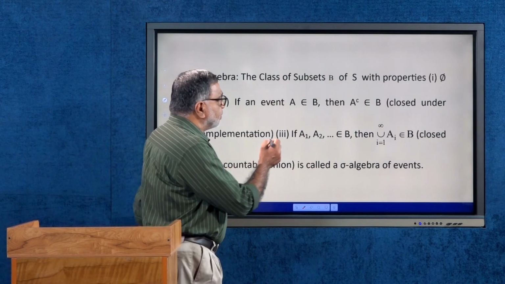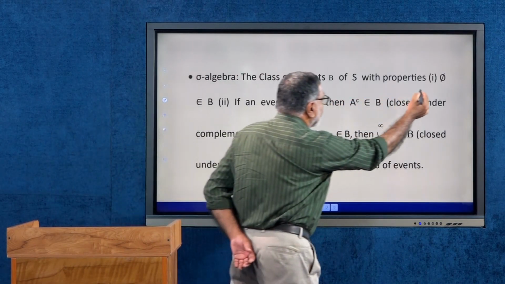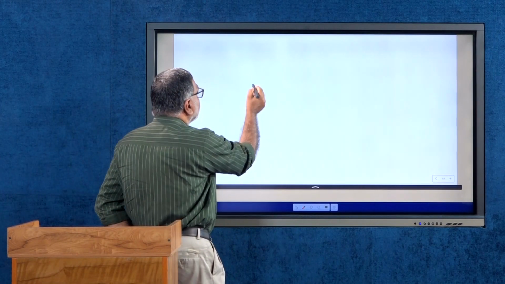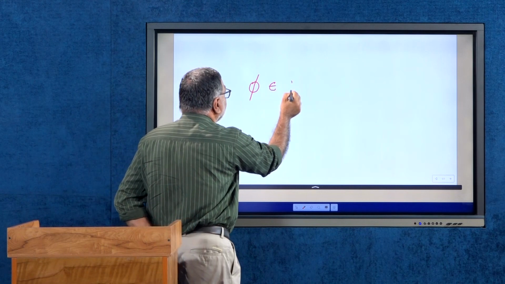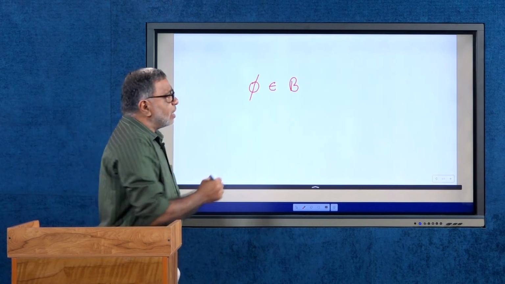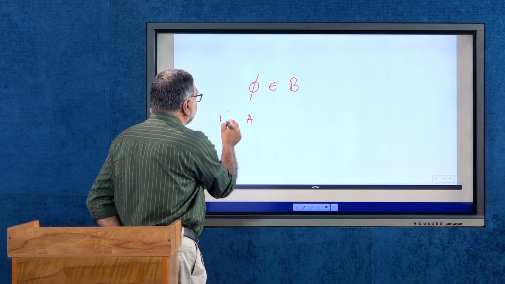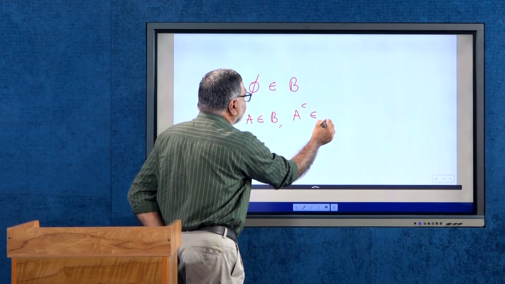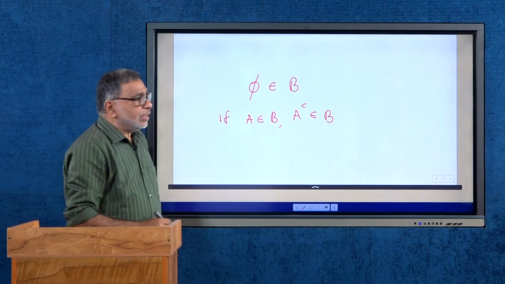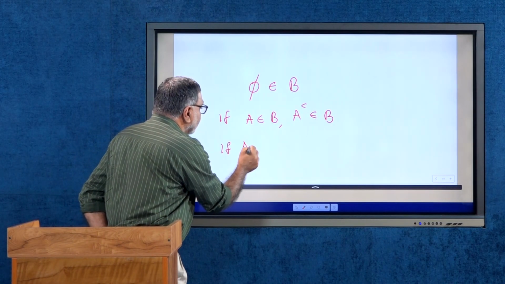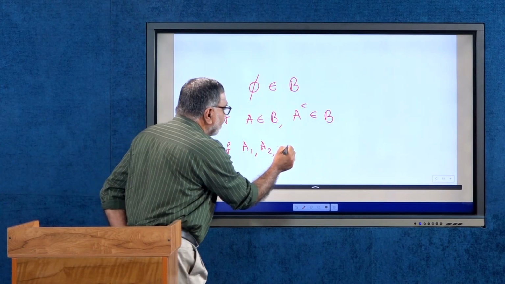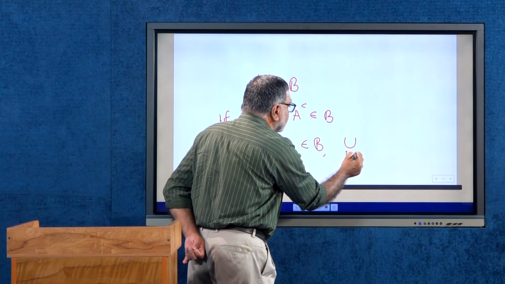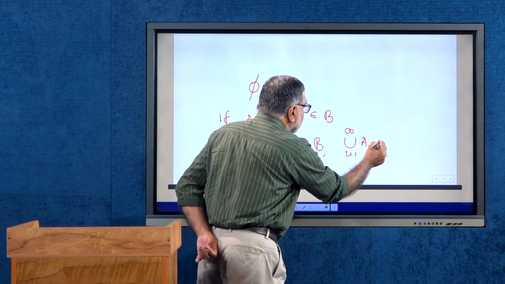The first property is the null set is a member of that set. So the null set is a member of B. And if A is a member of B, then of course A complement is a member of B. If A1, A2, etc. belong to B, then the union over i equal to 1 to infinity of Ai also belongs to B.